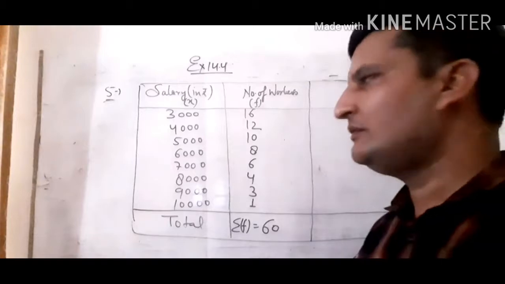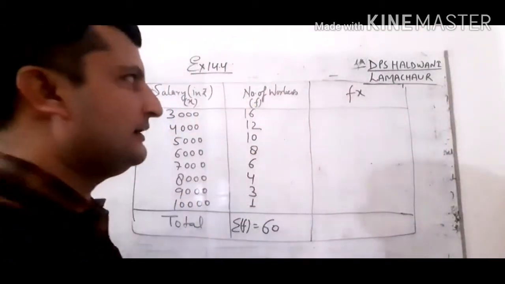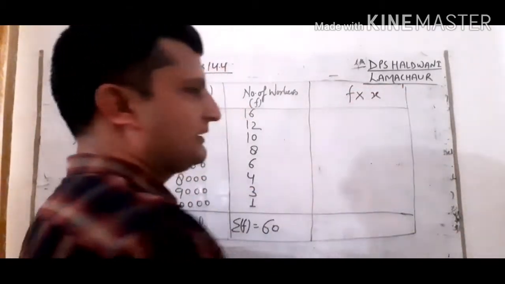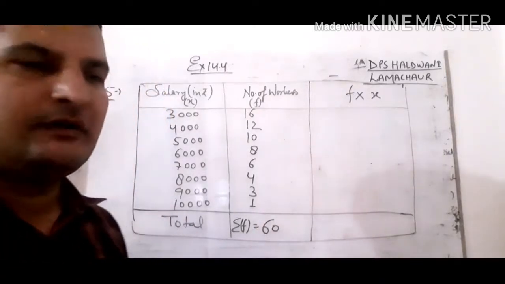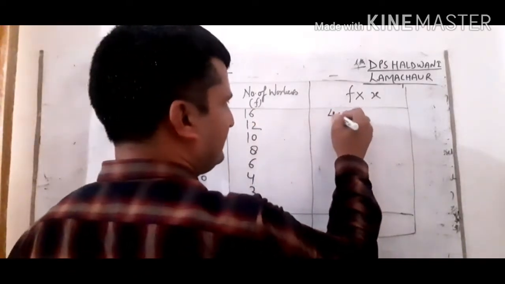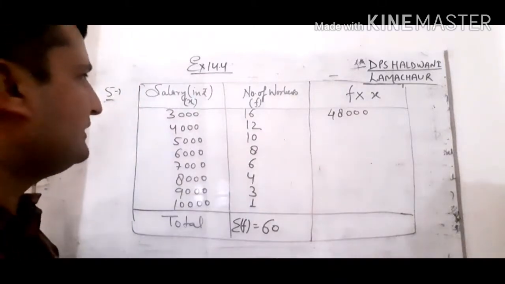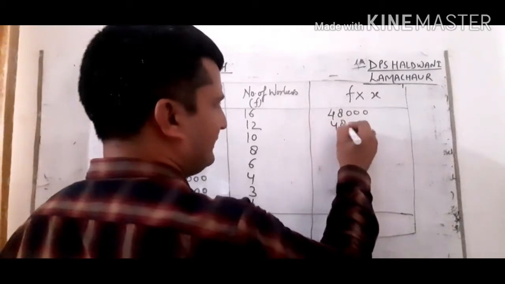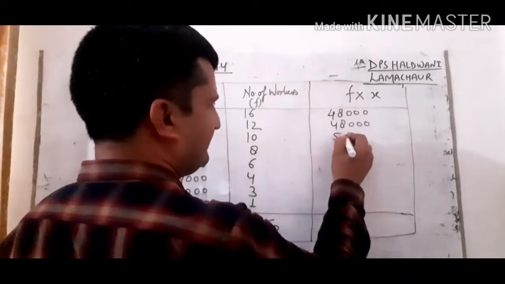Now, students, what do we have to do? We have to find the value of fx. Fx means f multiplied by x. If you have any confusion, you can write it as f into x. Similarly, we can find sigma of fx. First, we have to calculate it. 16 times 3, we know that is 48,000. 12 times 4 is 48,000. 5 times 10 is 50,000.